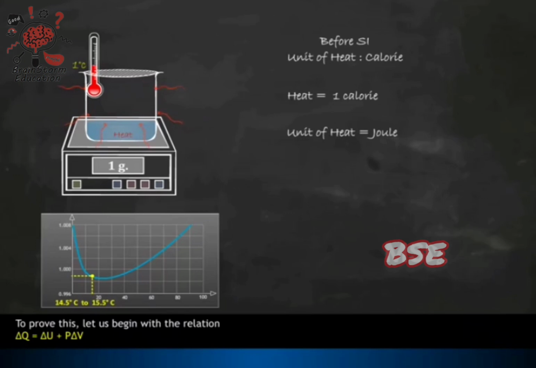To prove this, let us begin with the relation delta Q equals delta U plus P delta V. If delta Q amount of heat is absorbed at constant volume, then delta V equals 0. Cv equals delta Q by delta T at constant V equals delta U by delta T at constant V equals delta U by delta T. If delta Q is absorbed at constant pressure, we have Cp equals delta Q by delta T at constant P equals delta U by delta T at constant P plus P delta V by delta T at constant P.